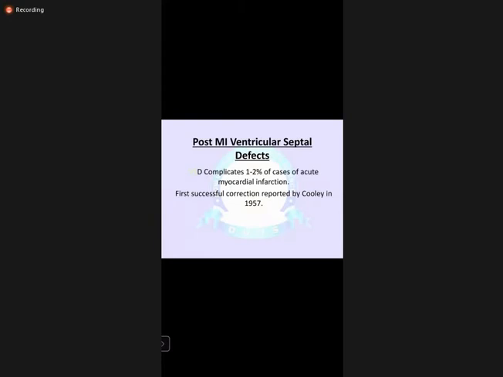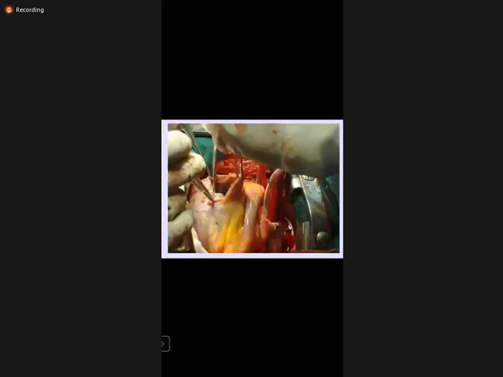So as I told you in the last lecture, the interventricular septum is supplied anteriorly by the left anterior descending artery and posteriorly by the posterior descending artery, which is a branch of the right coronary artery. If there is a blockage in the left anterior descending artery or in the posterior descending artery, then the blood supply to the interventricular septum will be compromised and will lead to infarction in the wall of the interventricular septum. And because of this infarction, when this infarcted portion ruptures, it will lead to post myocardial infarction VSD.